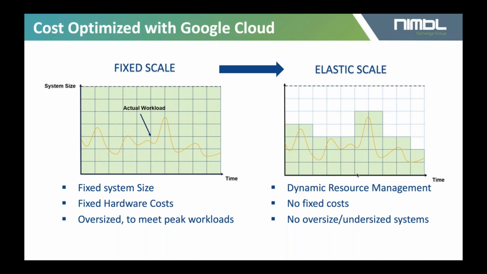On the left side of the screen, we have our system size top to bottom, and then we have our time horizon, and then we have the yellow line, which is our actual utilization of the servers. So in the fixed scale world, it's fixed hardware costs, fixed system size, and what happens? Well, we oversize our production environment because we want to be able to handle Black Friday, new product launches, holiday sales, et cetera, you name it, right?